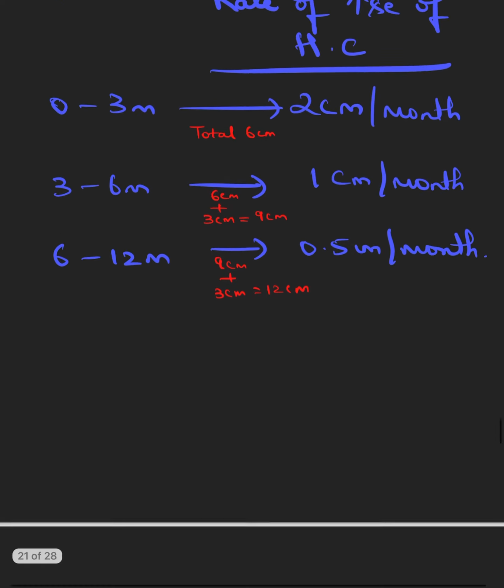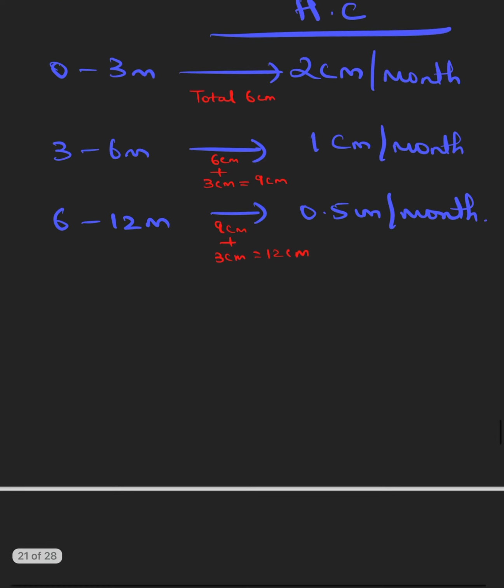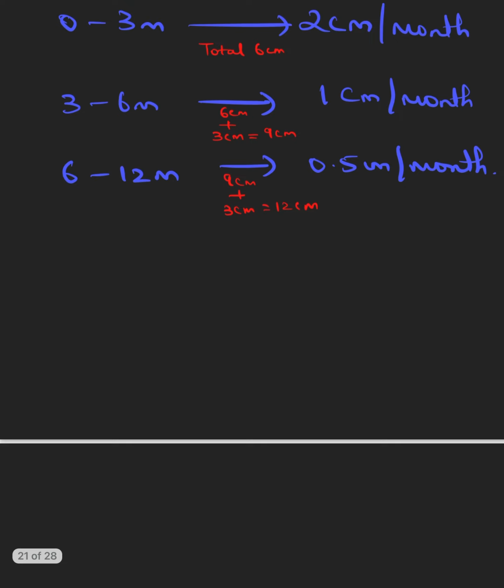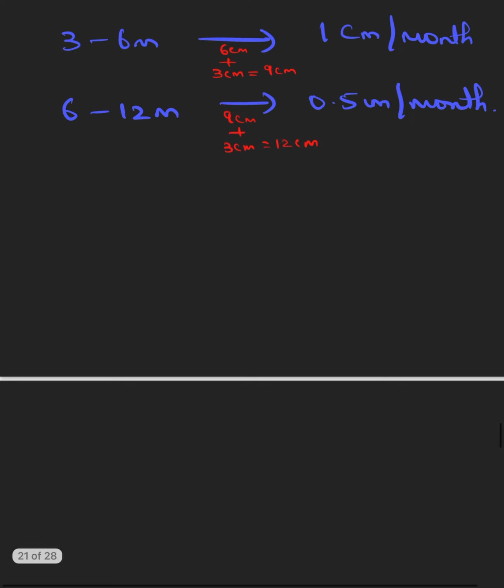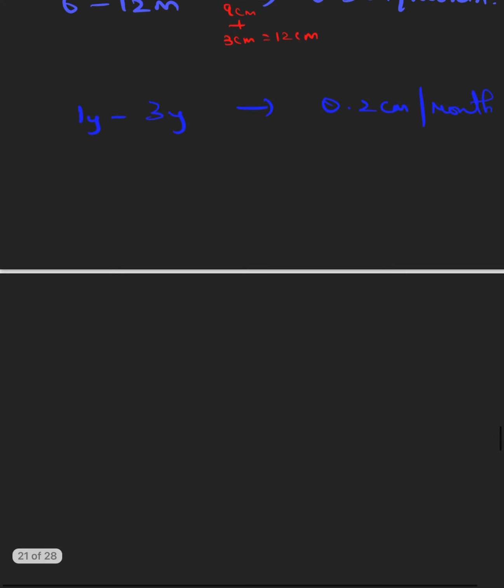So in the first year, the child's head circumference increases by 12 centimeters. This is one of the important MCQ questions, to calculate the expected head circumference. They might ask for 3 months, so it will be 6 centimeters more than at birth. At 6 months, it will be 9 centimeters more than at birth. At 1 year, it will be 12 centimeters more than at birth. From 1 to 3 years, the rate of growth will be 0.2 centimeter per month.